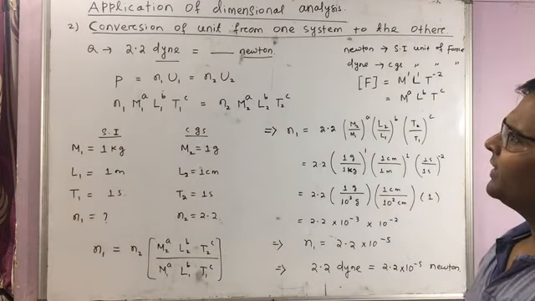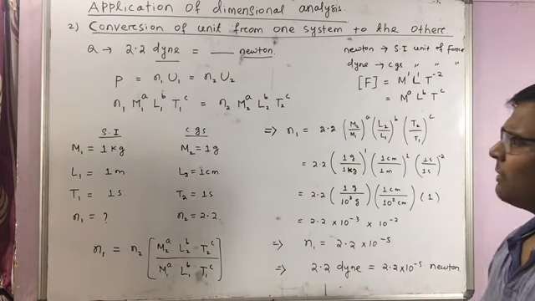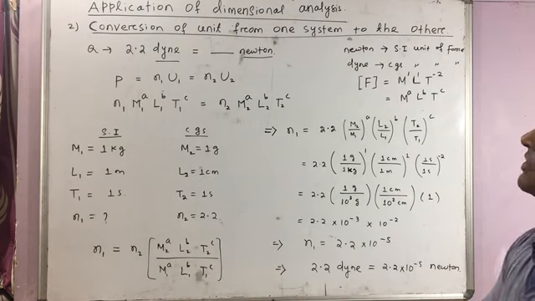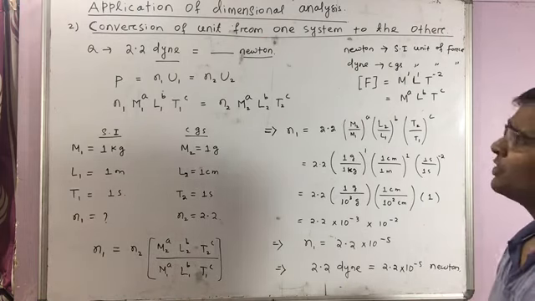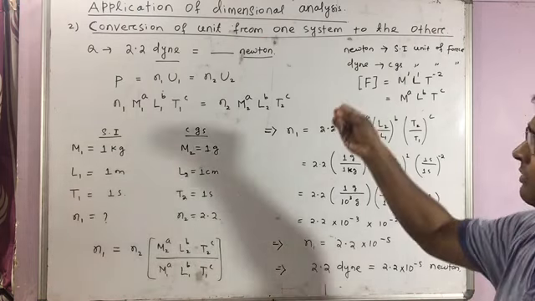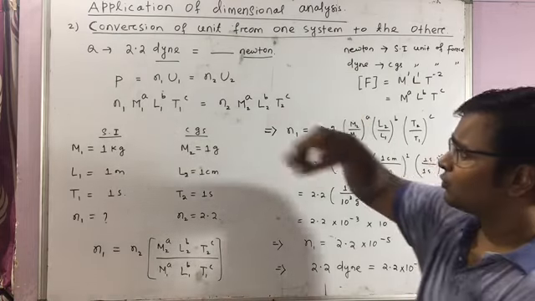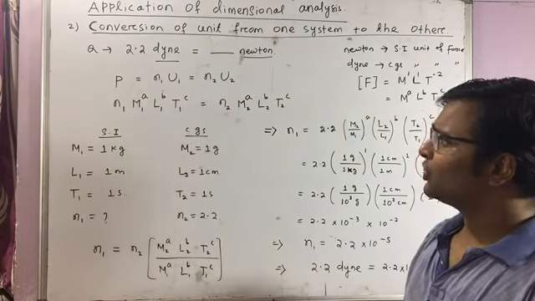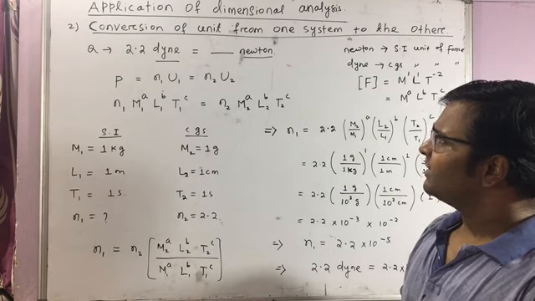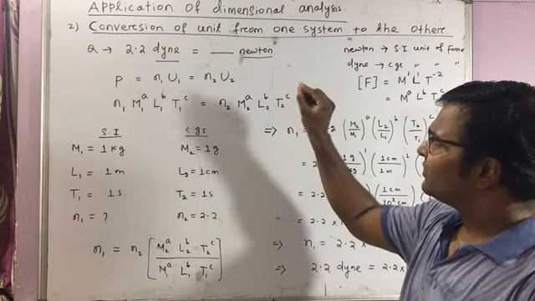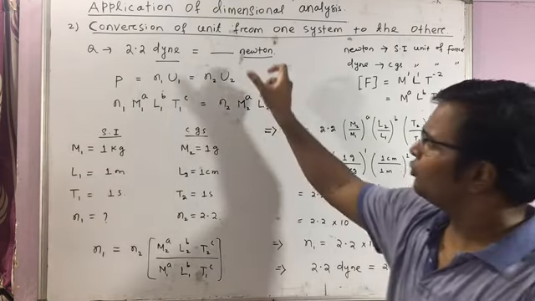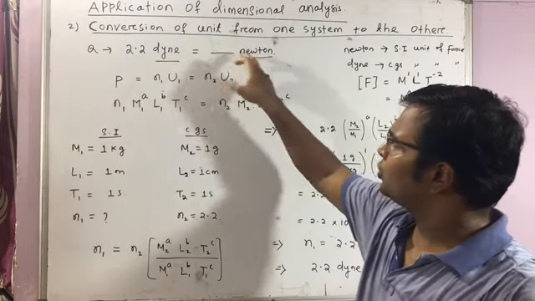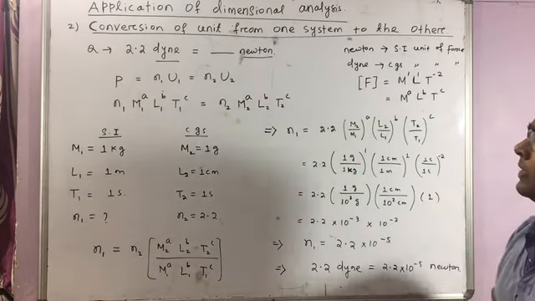Now let us see the second application of dimension analysis: conversion of a unit from one system to the other. This can be understood in a very easy way. Let us consider this question: 2.2 dyne is equal to dash Newton. So you have to find out how many Newton 2.2 dyne is.